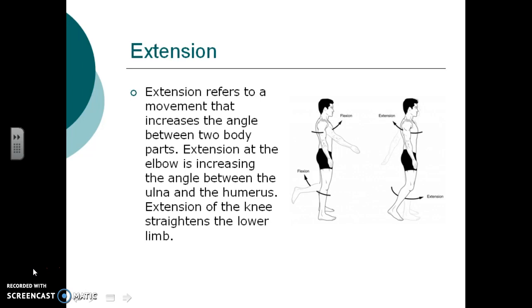It refers to the movement that increases the angle between two body parts. Extension at the elbow is increasing the angle between the ulna and the humerus. Extension at the knee straightens the lower limb. So if you're in a gym, there's an exercise called leg extensions or knee extensions, where you're basically seated in a machine, or sometimes you can be lying down, but most of the time seated, and you're straightening your leg with a cushion that's attached to the lever that moves the weight. So you start from a bent leg position and move to a straight leg position. And hamstring curls would be the exact opposite. You're working the other way, and that would be flexion.